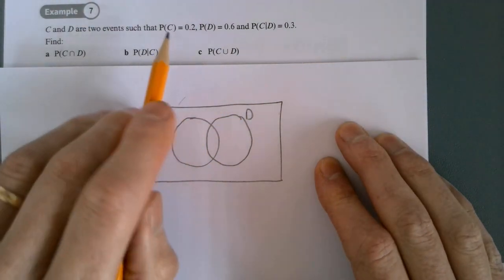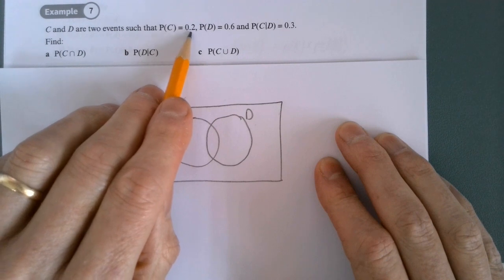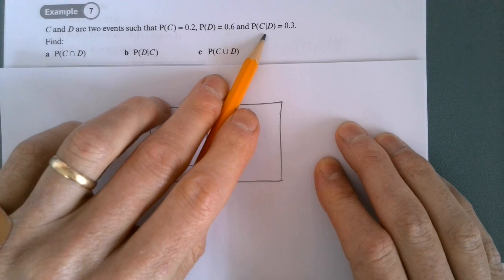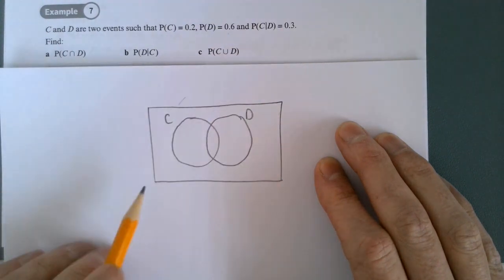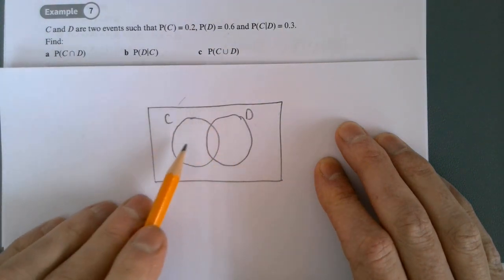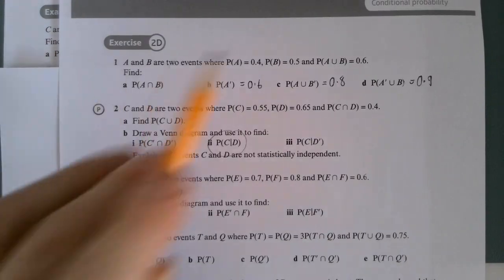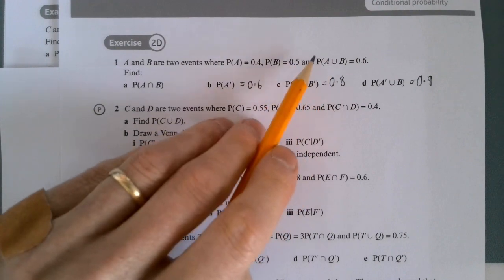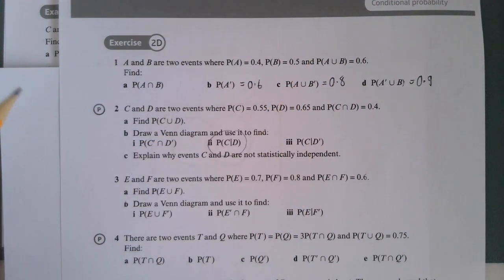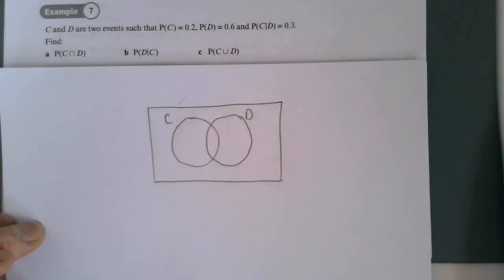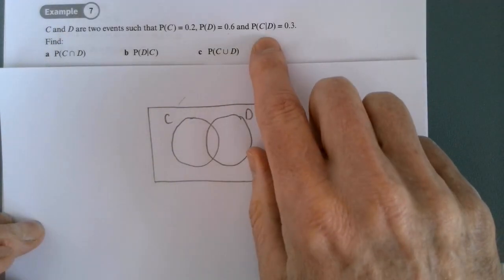So we know the probability of C is 0.2 and the probability of D is 0.6, and the probability of C given D is 0.3. And what's stopping us filling in this diagram is if we knew the union, like we did in question 1, we could use common sense to draw the diagram. And if we knew the intersection, like we did in question 2, again, we could draw the Venn diagram. But we know neither in this question. But we are given this.